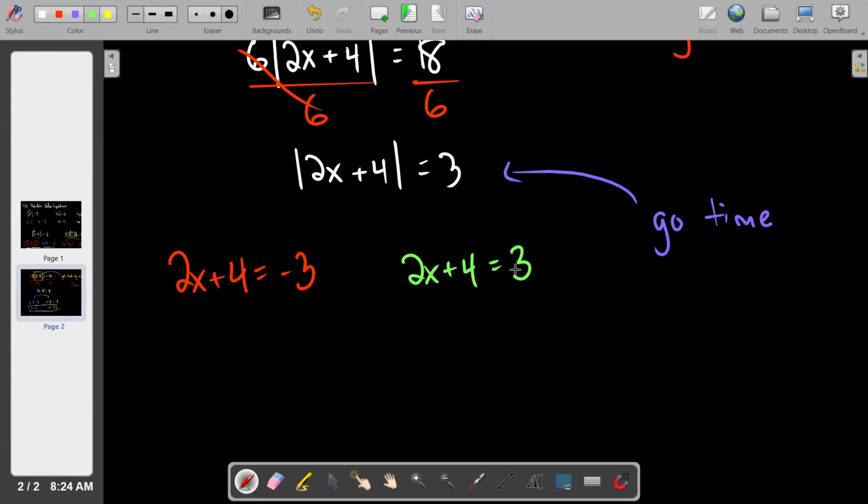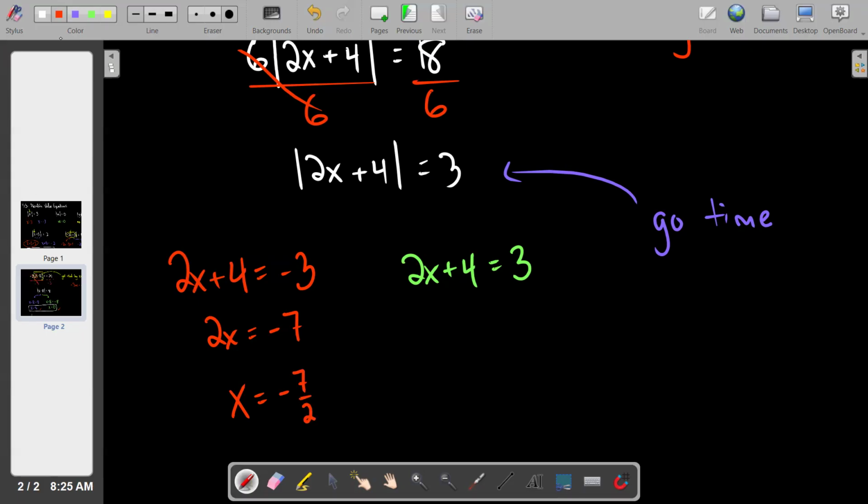That's where the split occurs. The split does not occur at any point before that. Until you get the absolute value by itself, no splitsies. Now, let's solve. Red equation. What do you do to both sides? Subtract 4, giving you 2x equals, what's -3 minus 4? -7. Divide both sides by 2, resulting in a fraction of -7 over 2, -7 halves.